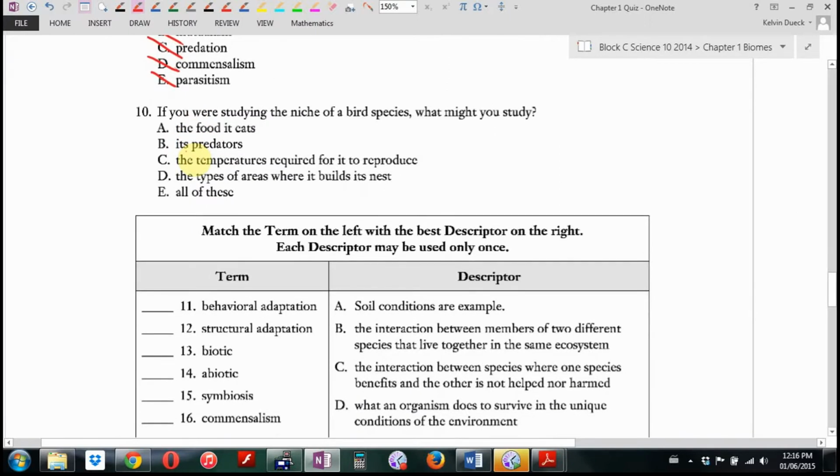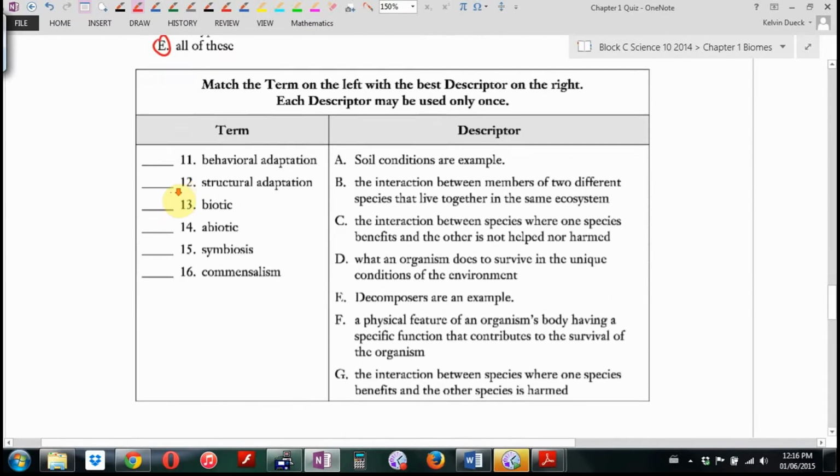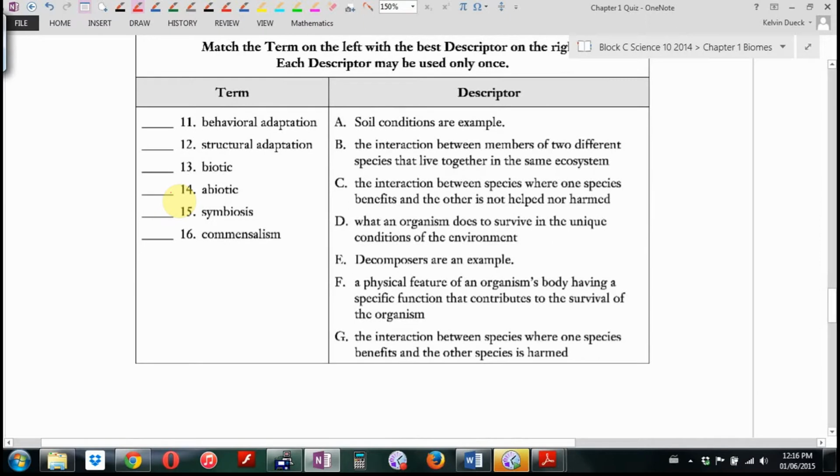If you were studying the niche of a bird species, what might you study? The food it eats, sure. Its predators, sure. All of these. Soil conditions are an example. That would be an example of an abiotic, I hope.